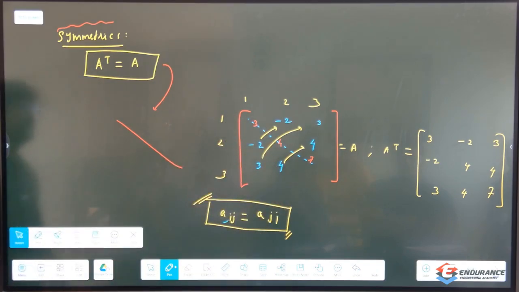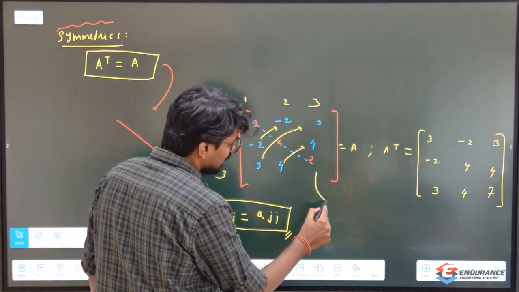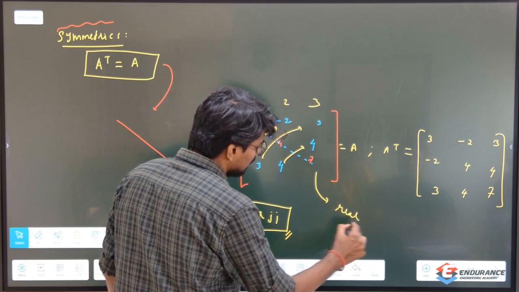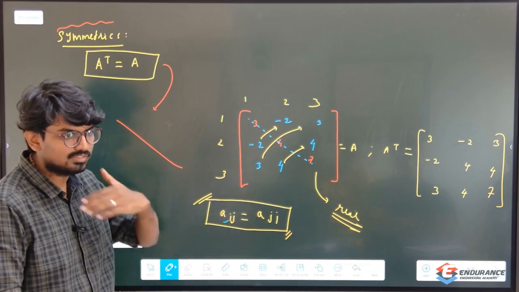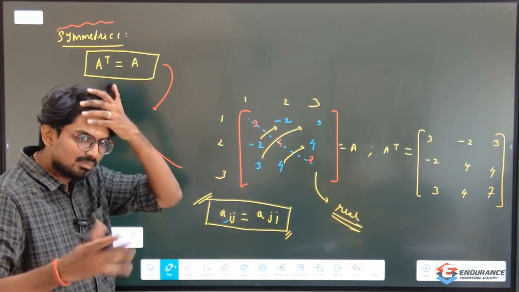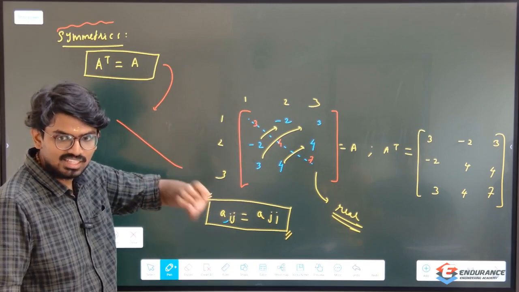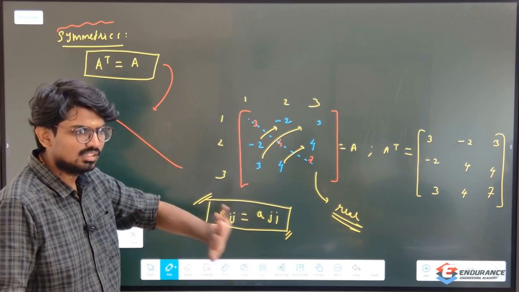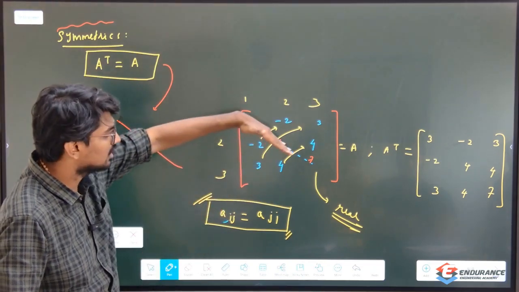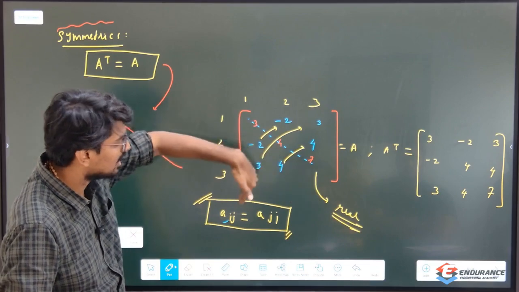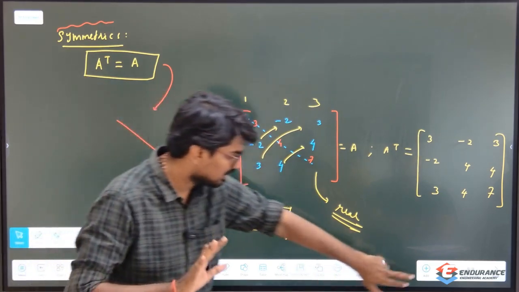Okay. And as I was saying about the leading diagonal element, it should be a real number. It can be any real number: 3 3 3, 4 4 4, 5 5 5. It can be -2, -5, -3, or it can be 0. The leading diagonal element can be anything, or it can be 0. The only condition is it has to be real. Okay, if the leading diagonal element is in that way and Aij is equal to Aji, then it is a symmetric matrix.